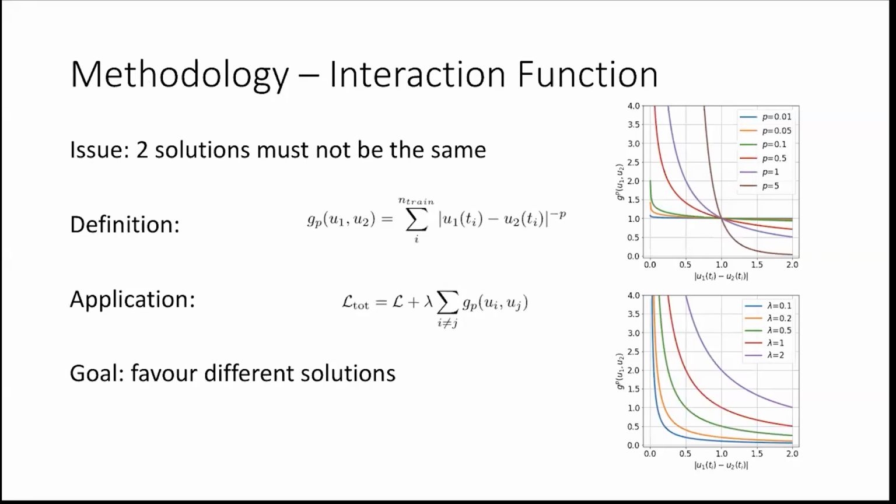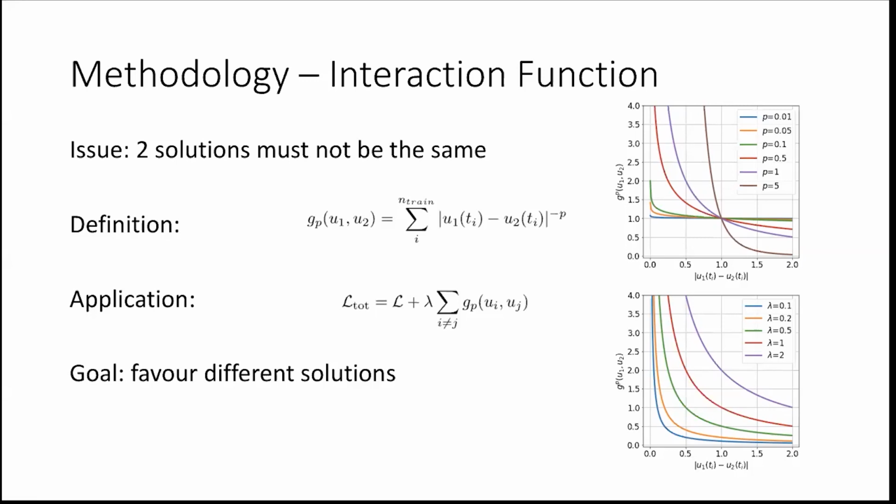Okay, so we train more than one neural network, and we want to be sure not to converge to the same minima, to the same solutions. So we define an interaction function. In this case, we picked a power of the difference of the solutions. We plot just a couple of different values of the exponent, just to understand how it works. And we define this for each couple of solutions.